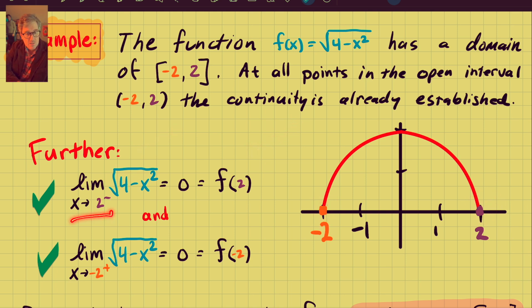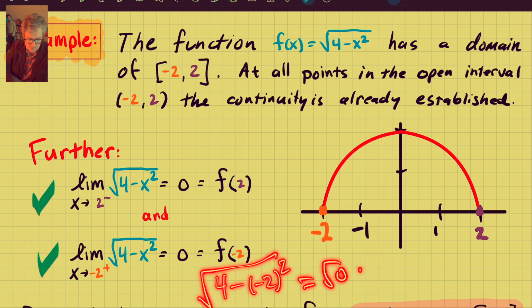So the limit as x approaches 2 from the left, this one, is equal to 0, right? So we can plainly see that that limit is heading to 0, and that's equal to actually the function evaluated at 2, right? So if I plug a 2 in here, I get the square root of 0. And similarly for this one, if I approach from the right, I can see where this function is headed, and it is headed to 0. And further, if I plug -2 into this, I get 4 minus (-2) squared, which is equal to 0.